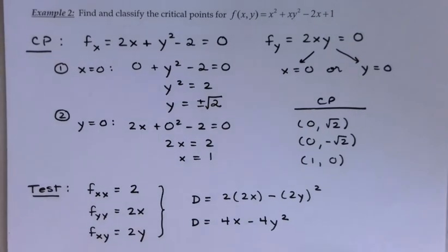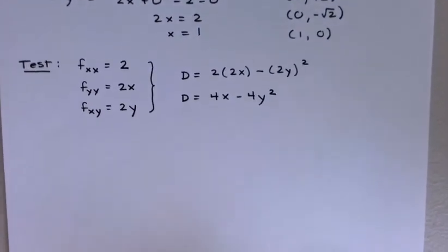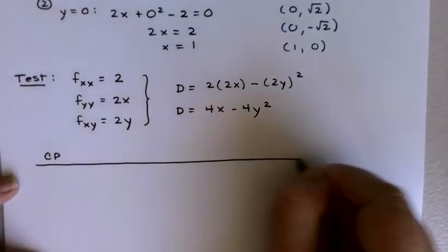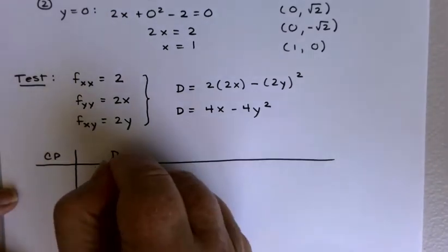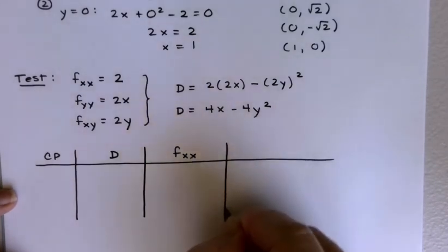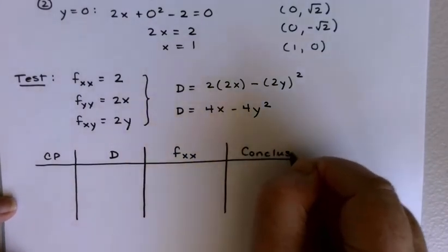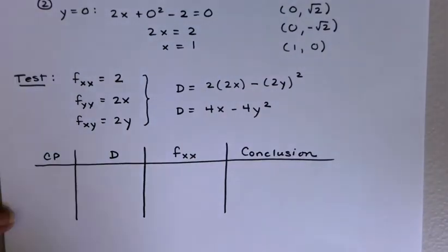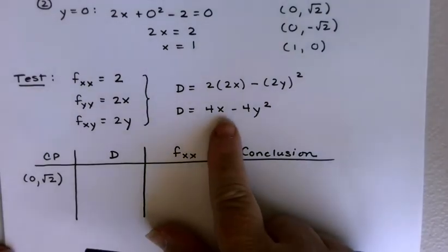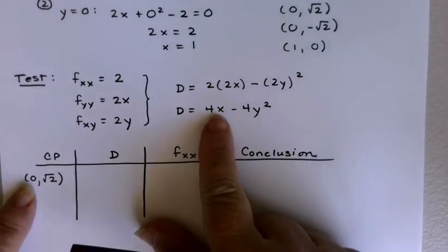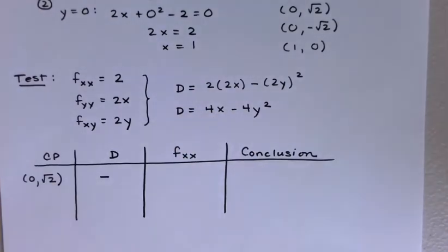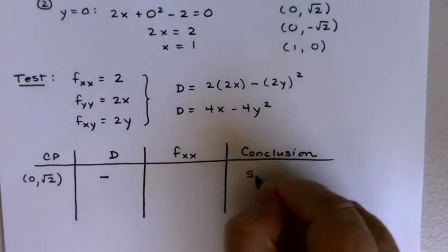All right, so we've got everything we need. It's just a matter of putting the pieces together now. So for each critical point, I need to know what's going on with D, with f sub xx, and then I need to draw my conclusion. And I'm going to start with 0, square root 2. If I look at D, if x is 0, and I'm subtracting 4y squared, that's got to be negative. And once D is negative, it really doesn't matter. It's a saddle point no matter what.